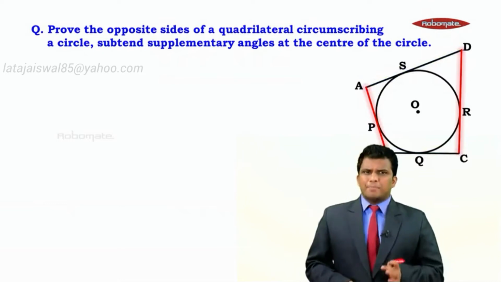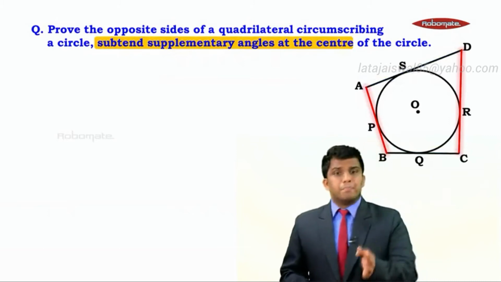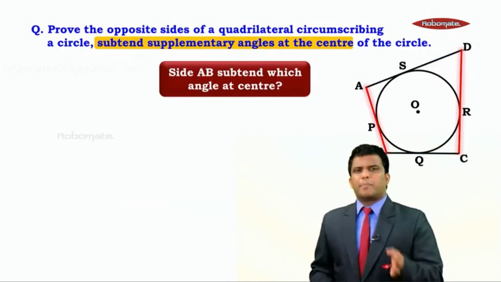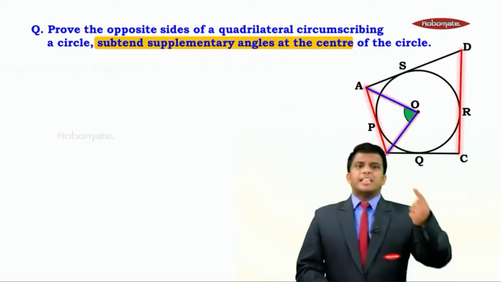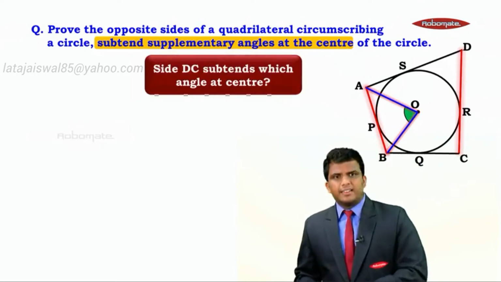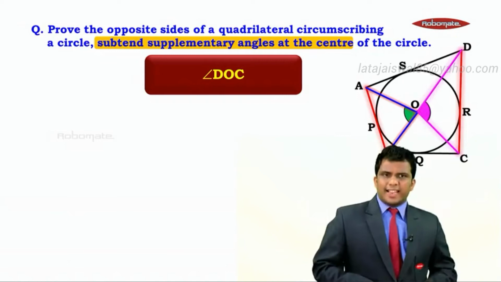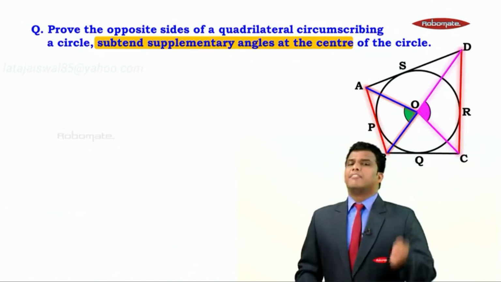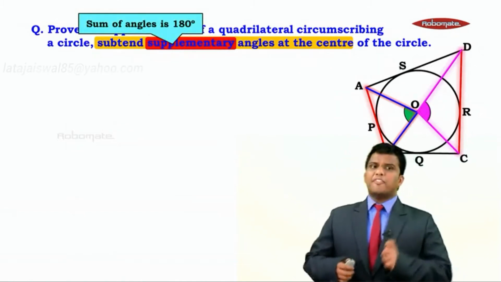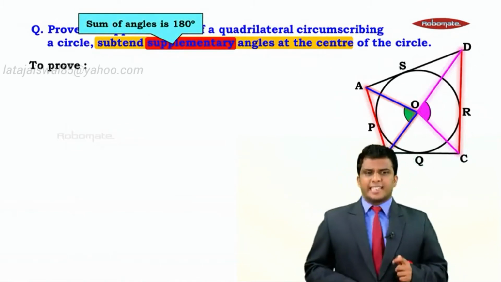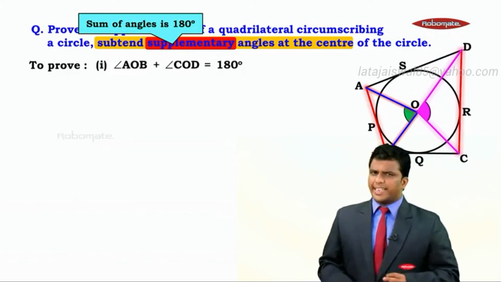Okay, now when we talk about AB, AB has to subtend an angle at the center. The word subtend means make. Now which is the angle subtended by AB at the center? It has to be angle AOB. In the same way, CD will subtend an angle at the center, and which is that angle? It's angle DOC. But what should we do with these angles? We just identified them. Remember, we need to show they are supplementary. That means the sum should be equal to 180. So we need to prove in the first case, angle AOB plus angle COD is equal to 180 degrees.